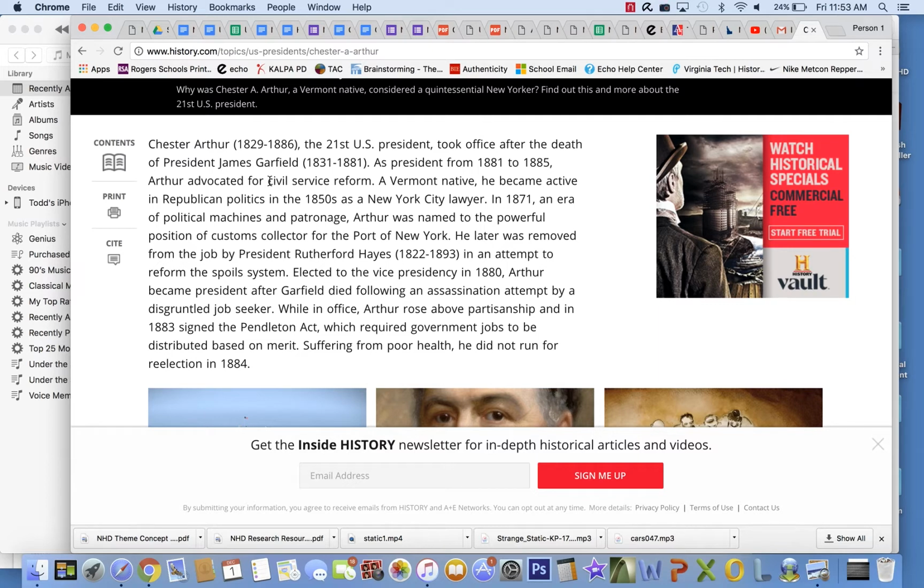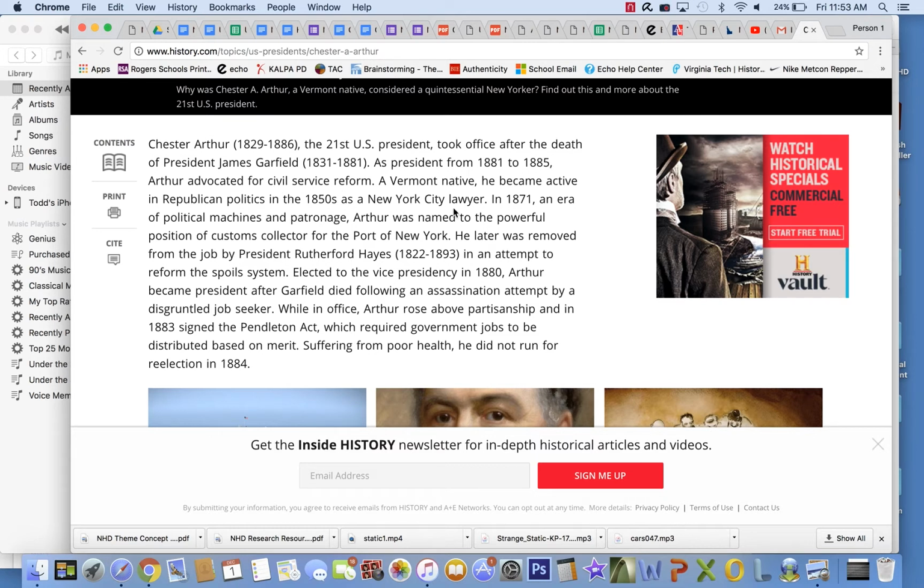So civil service reform, anytime you see someone talking about that, what those people tried to do is say, hey, if you want to be the postmaster general, you probably should know something about being a postmaster. And if you're going to be a tax collector, you probably should know something about finance. And so they wanted to have tests and things like that for people to get those government positions.